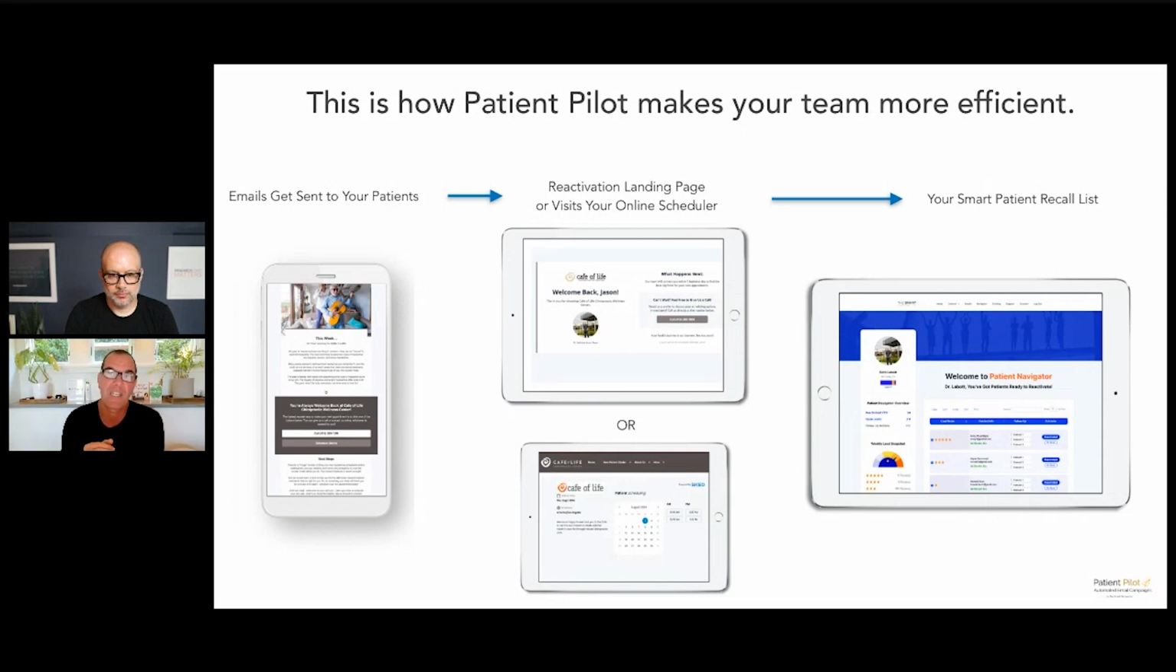And as you'll see, it gives the team the ability to keep track of who they call, how many calls, and it gives the doctor the ability to keep them accountable. Are you making calls? Are you getting results? And you can see the entire thing. There's never been anything like this before.